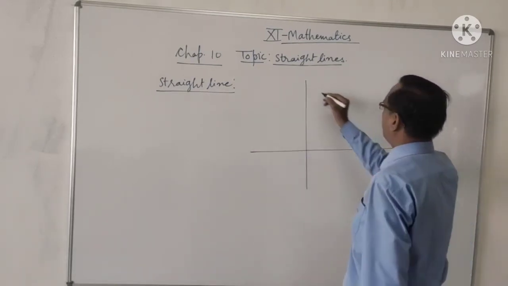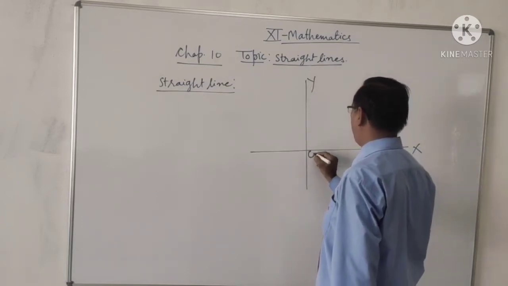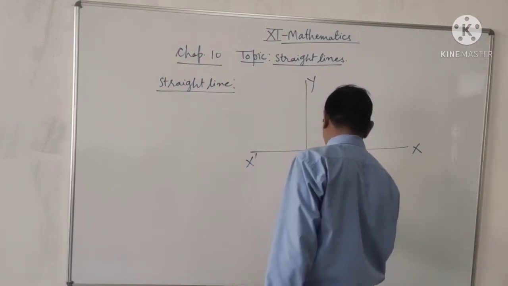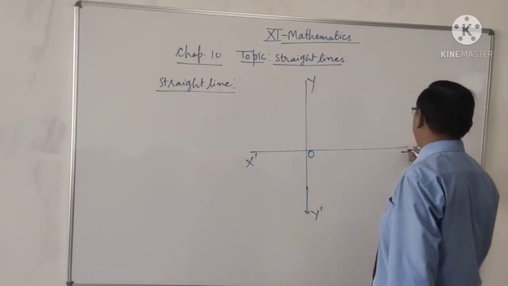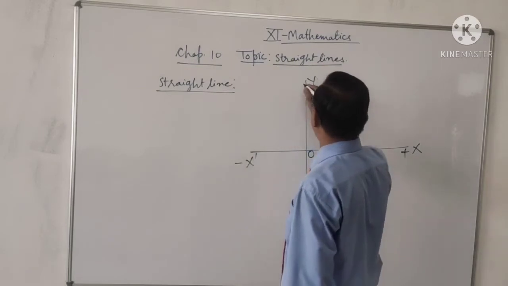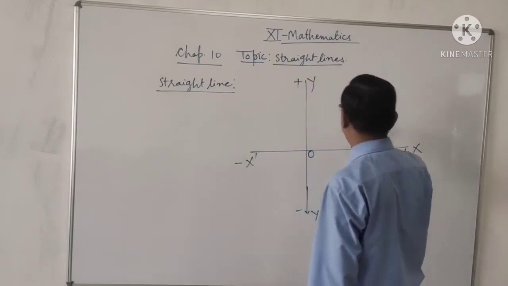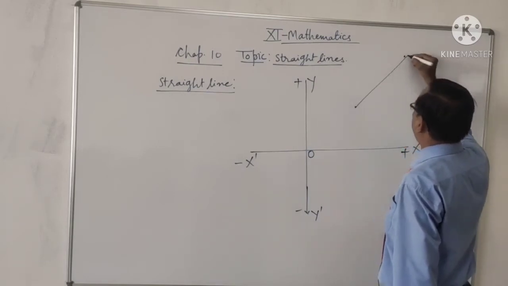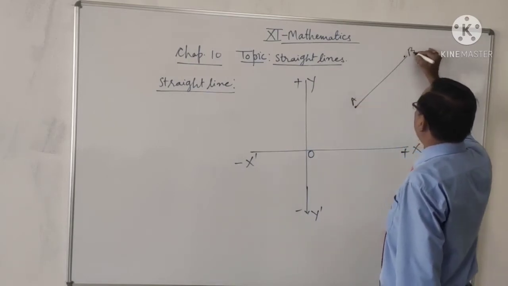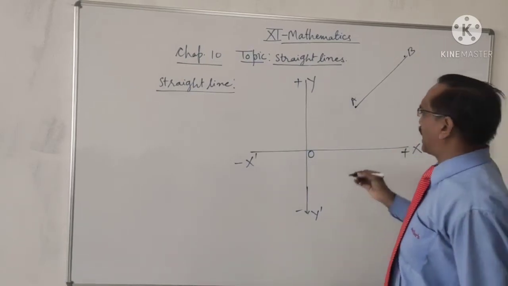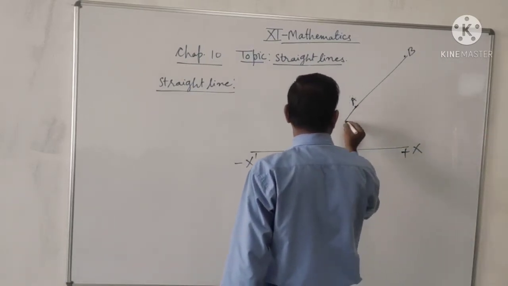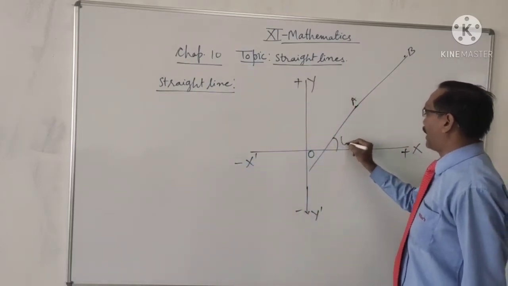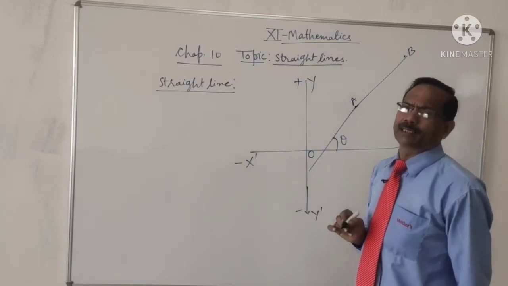It is x-axis, y-axis, origin, x-dash and y-dash. There is a positive x, negative x, positive y and negative y. If we take 2 points on the line, then we get the straight line. If we extend this line, it makes some angle with the positive direction of x-axis. Let this angle be theta.